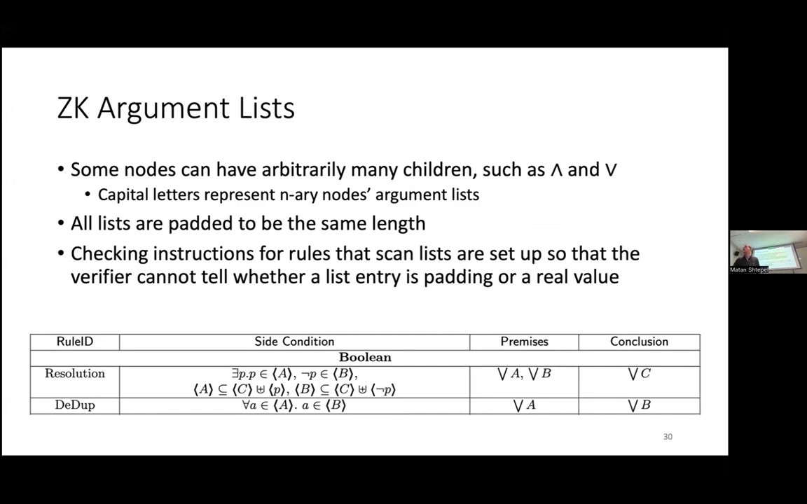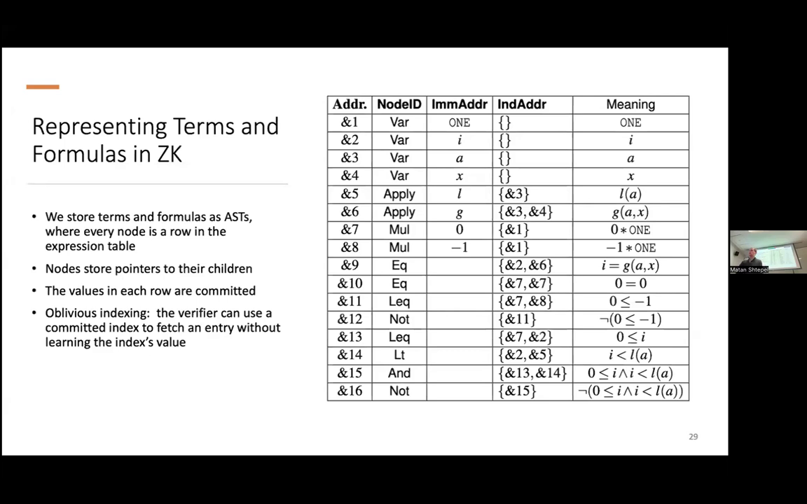When you say oblivious indexing, it's going to be like you have some kind of aggregation scheme and then you're comparing. Sorry, could you repeat that? So how do you do your oblivious index? What works is we have an array in ZK where the verifier can use a committed index to retrieve an entry from that array without learning what the value of the committed index is. So how would you do that? It's a technique from existing work.